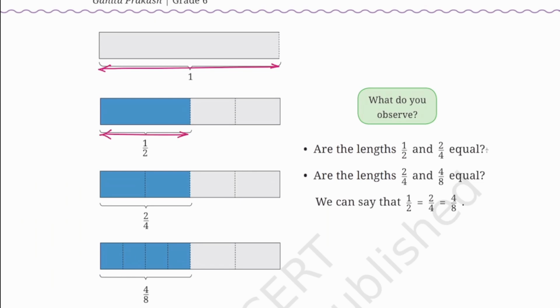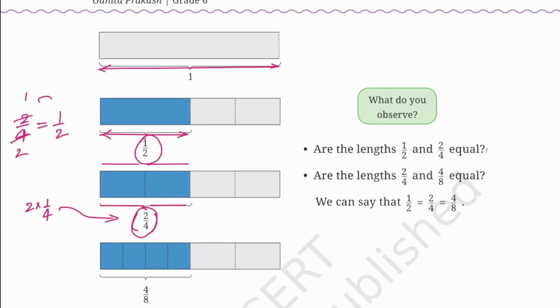half here, and 2 times 1 upon 4, that is 2 upon 4. This is 1 upon 4, this one 1 upon 4. So 2 times 1 upon 4 is equal to 2 upon 4. You can see half is equal to 2 upon 4. 2 upon 4 is equal to half. You can divide numerator and denominator by 2. You will get half.